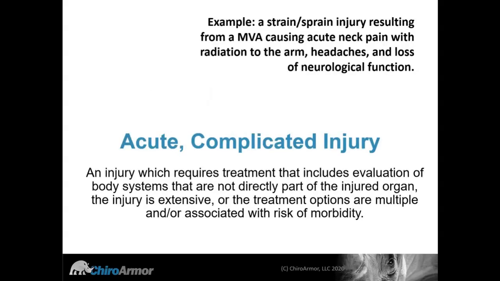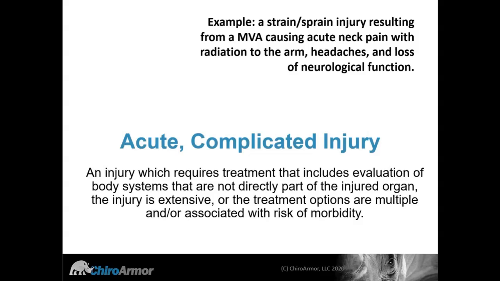Then we move on to the acute complicated injury. Again, what are we talking about here? We're talking about the problems and complexity of problems. Well, an acute complicated injury is one that requires treatment that includes evaluation of body systems that may not directly be a part of the injured organ. We look at a review of systems. We look at past, family, medical, social history. Our history of present illness becomes involved because the injury is fairly extensive, and so it causes us to move forward into that realm more to make sure that we are understanding everything about that patient, because it is an extensive type of injury.